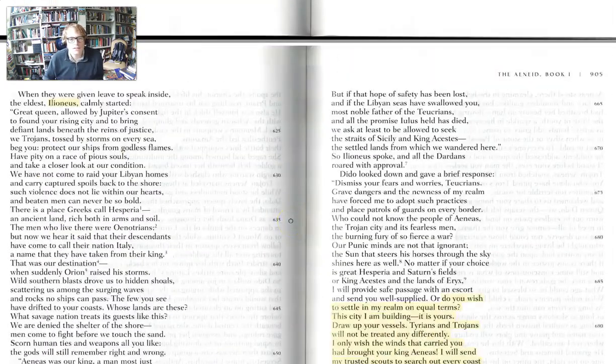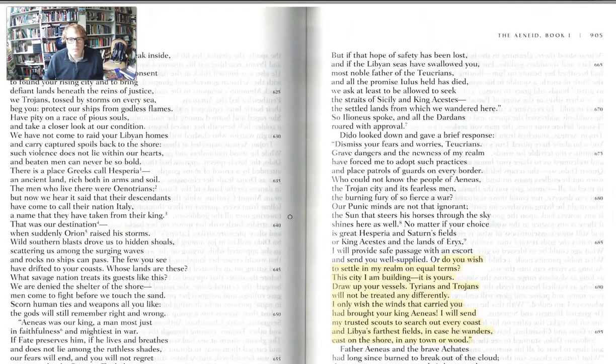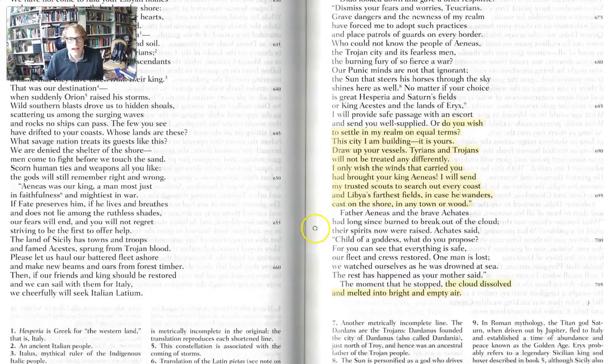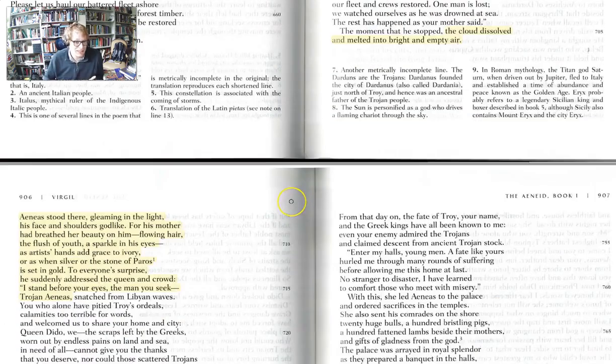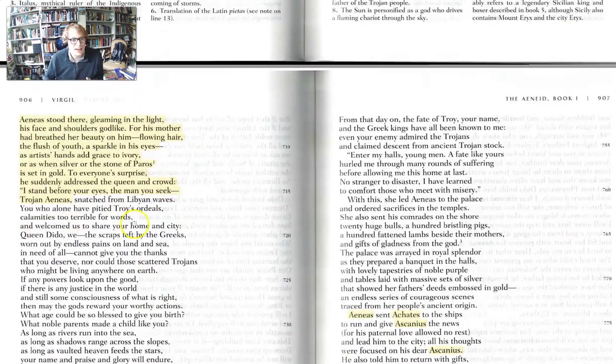they go into the city, and they meet Dido. Oh, there's so much good stuff here. I'm going to kind of just gloss over really quickly. They meet Dido, and Dido accepts them into the city, right? And Aeneas reveals who he is. "I stand before your eyes, the man you seek, Trojan Aeneas."